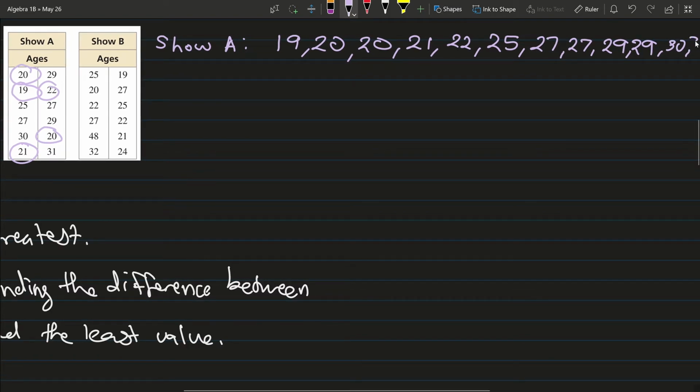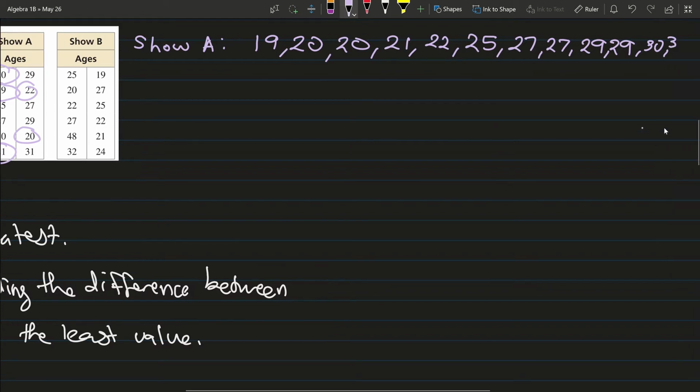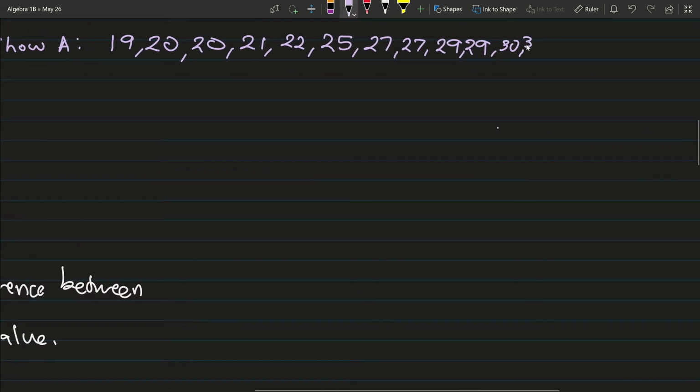I'm running out of space here. Oh. 30 and then 31. Okay.